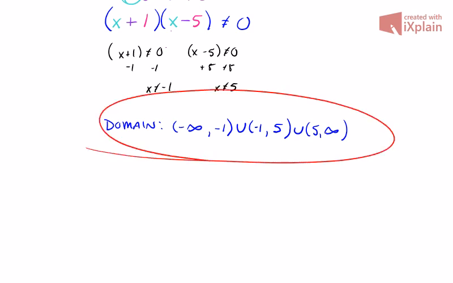So as a result, here is my domain. This is essentially saying the same thing. I'm allowed to use any number I want for my input except for -1 or +5.